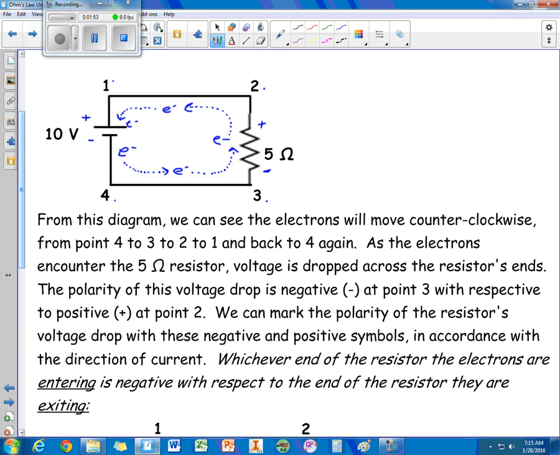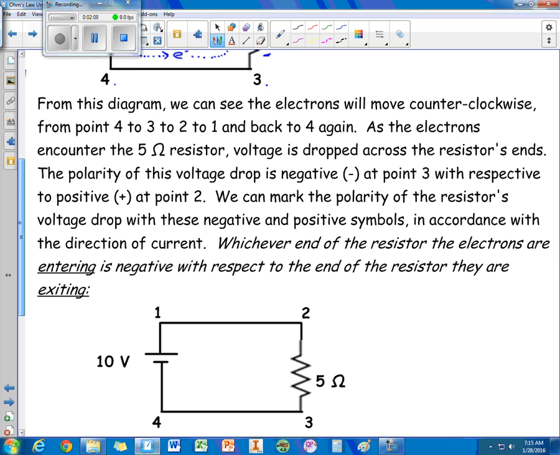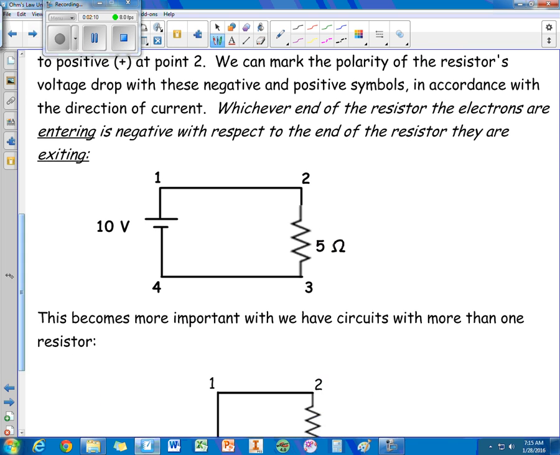In accordance with the direction of the current, whichever end of the resistor the electrons are entering is negative with respect to the end of the resistor that they are exiting. So coming down here again, this side of the battery is positive, so this side of the resistor would be considered positive, and if this side of the battery is negative, this side of the resistor would be considered negative.